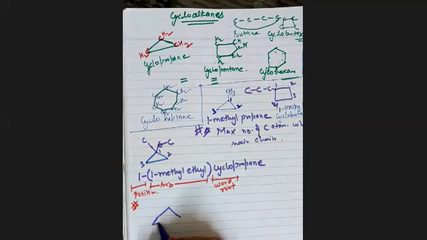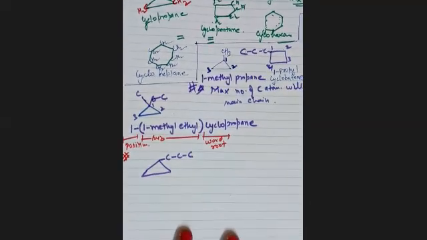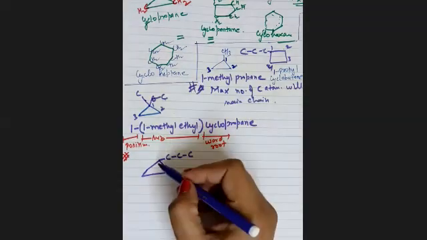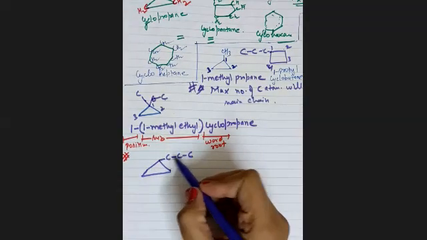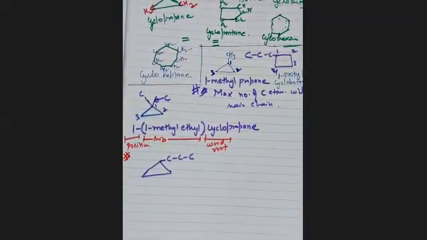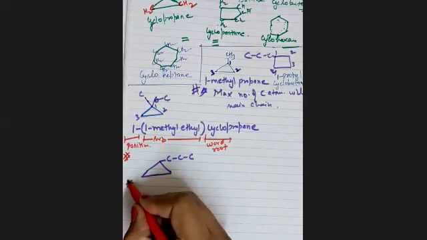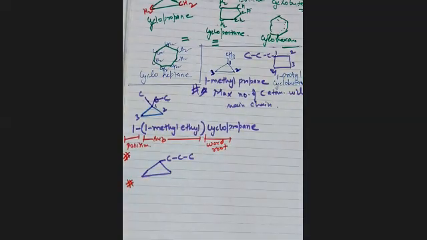Next rule. It's time for the next rule. If I attach 1, 2, 3 up, this is a problem. Students get confused that, ma'am, this also contains 3 carbons and this also contains 3 carbons. Now, which will be the main chain? Which will be your main chain? They got confused. So let me just tell you one more rule.